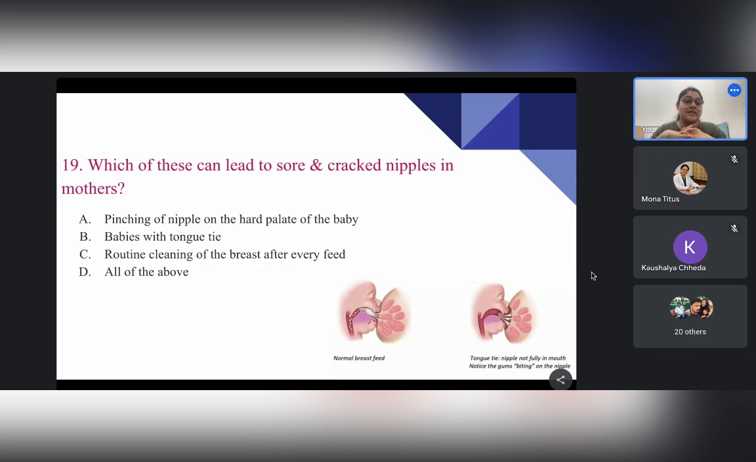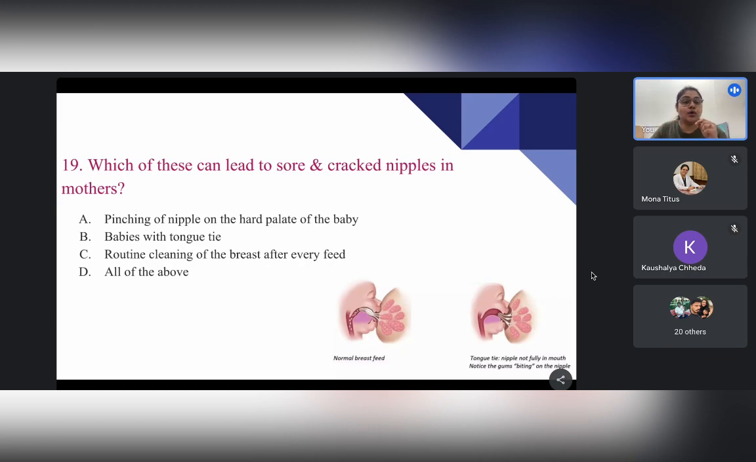Second is babies with tongue tie. As we know, there might be a lot of babies who have tongue tie. I am guessing there are people from different backgrounds, so if you don't know what tongue tie is, it might happen that in some babies the tip of the tongue is attached to the lower bone structure, so the baby is not able to protrude his or her tongue, right? This is called a tongue tie. So if the baby is not able to protrude the tongue, then he will also not be able to get that proper latching.